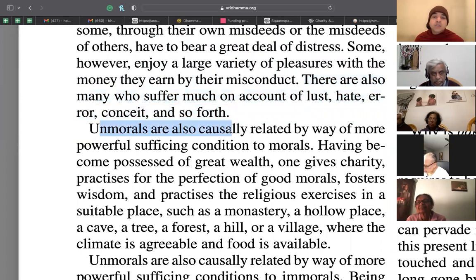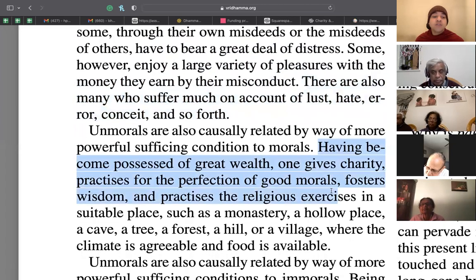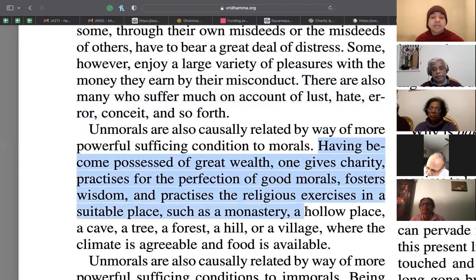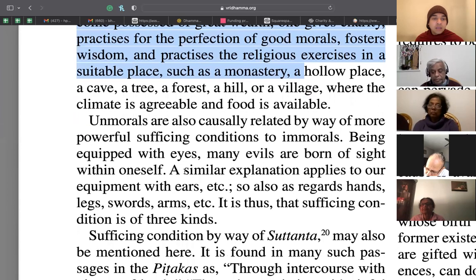Immorals are also causally related by way of more powerful sufficing condition to the morals. Having become possessed of great wealth, one gives charity, practices for the perfection of good morals, fosters wisdom, practices the religious exercises in a suitable place, such as a monastery, a hollow place, a cave, a tree, a forest, a hill, or a village, where the climate is agreeable and the food is available.